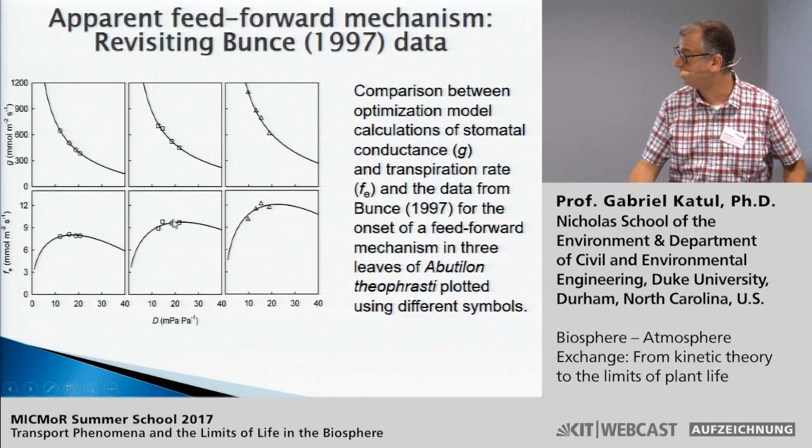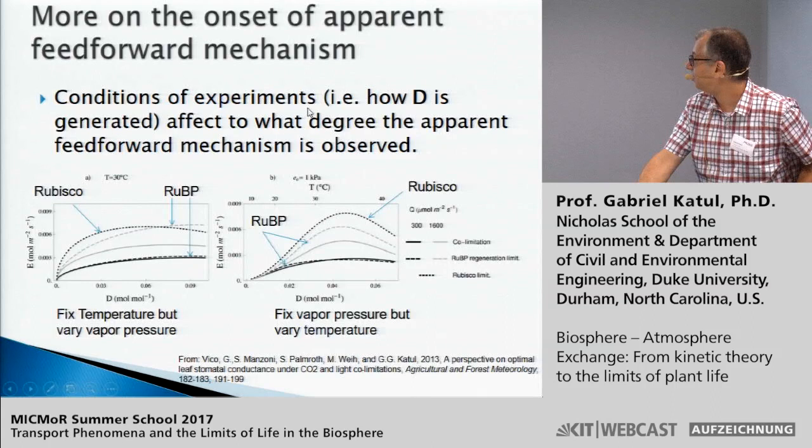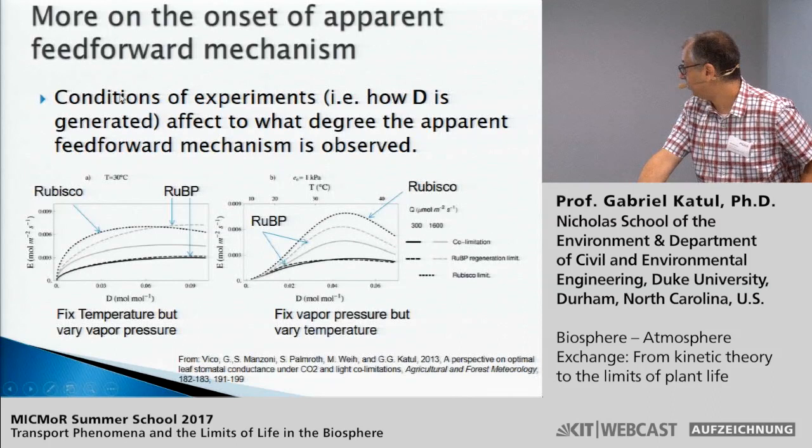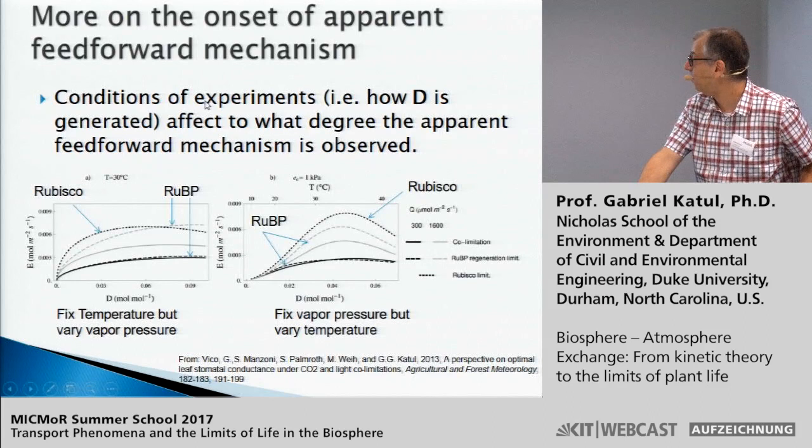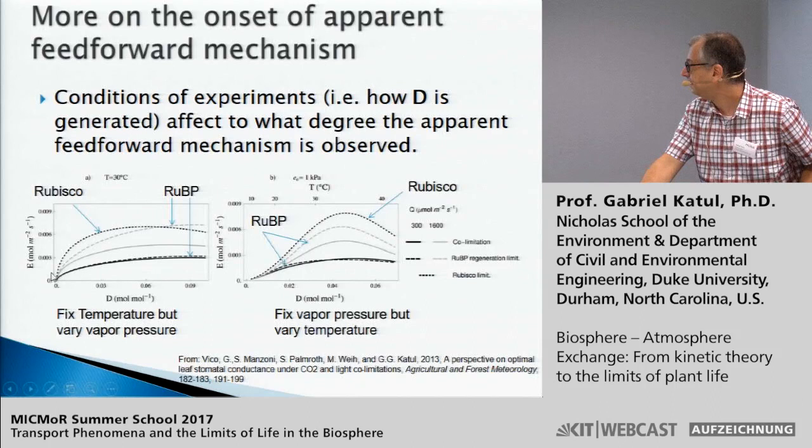Now, the more interesting one actually comes about from whether the apparent feedforward mechanism is somehow connected to temperature responses. And this is basically work that Julia Vico did in 2013, primarily to address whether the apparent feedforward mechanism is consistent with the full optimality solution. And what she did is she plotted from the optimality solutions with no assumptions the transpiration rate as a function of vapor pressure deficit for Rubisco limitations, where she saw actually a little bit of an apparent feedforward mechanism, and for RUBP regeneration, which she could show theoretically that the apparent feedforward mechanism cannot exist.